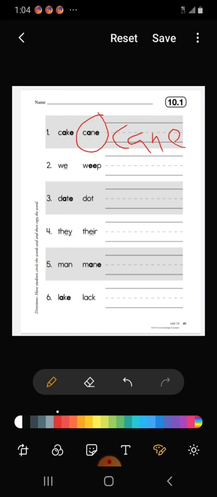Number 2 says we and weep. In our previous lessons, we learned about pronouns, and we said examples of pronouns are we, I, they. So remember your we as a pronoun. Now, in this sentence, weep is something we don't know. So we are going to circle weep, write it out, and tell the meaning of weep. Weep is to cry. Is to cry profusely. That's to cry very hard.